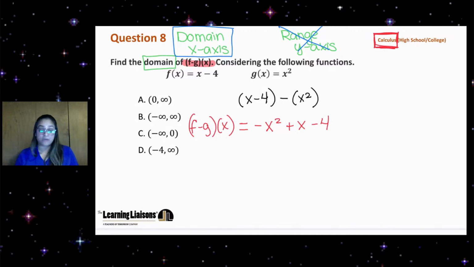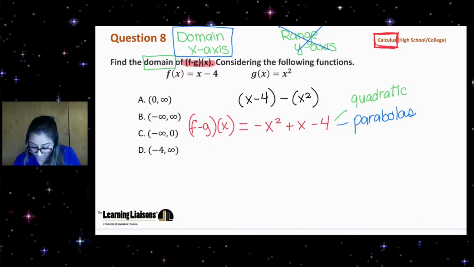Okay, well, now I need to find the domain of that. What do I know looking at this? I know that this is a quadratic. I know that quadratics give me parabolas. I know that parabolas look like what I'm about to draw. So I have a negative in front of my x squared, which is not a good thing. Negatives are sad, right? So I'm going to make a sad looking parabola.